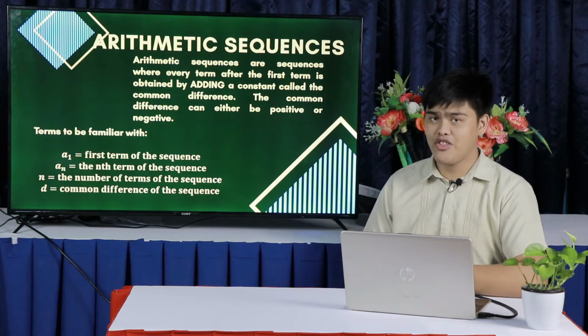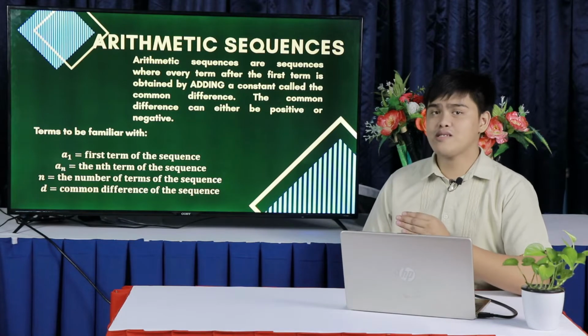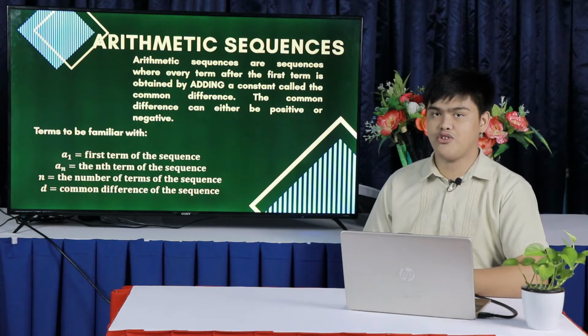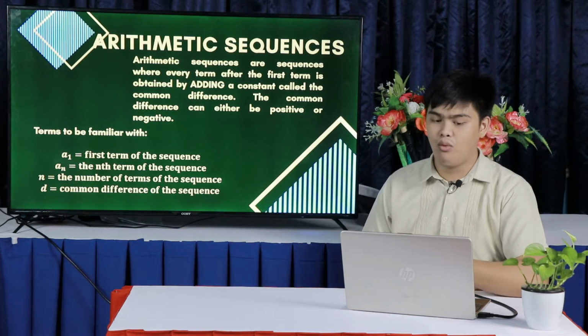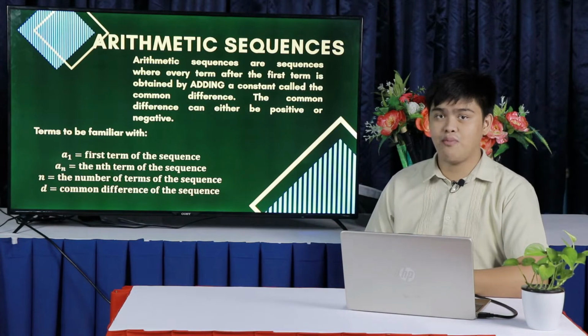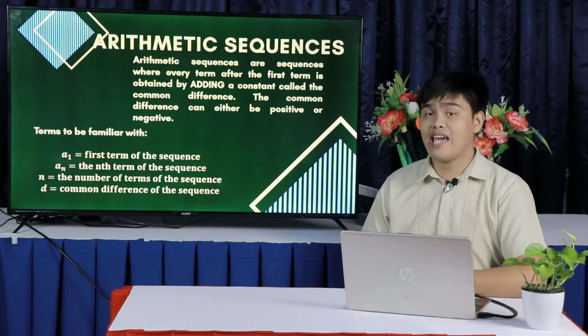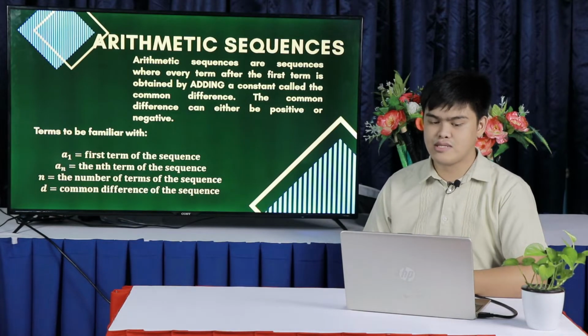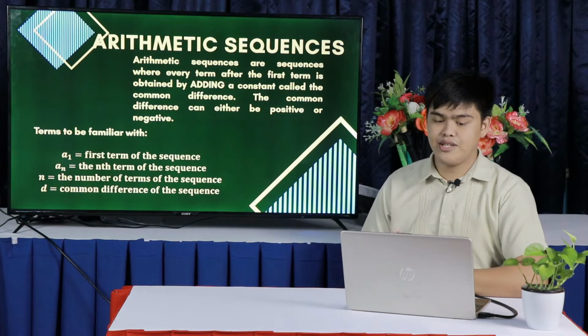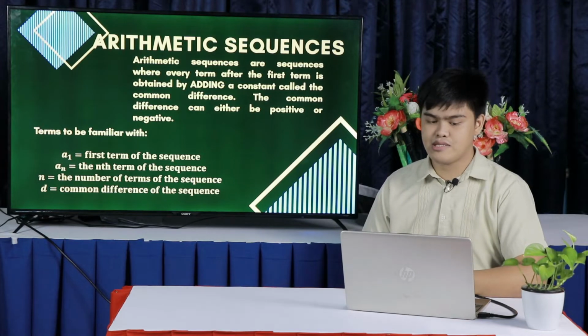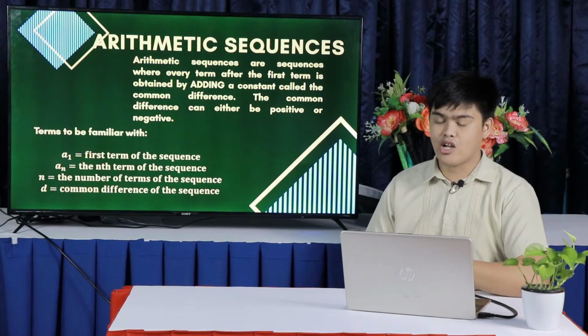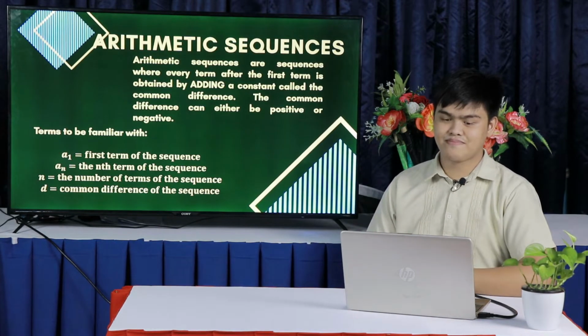In dealing with arithmetic sequences, we must be familiar with some terms. A sub 1 is the first term of the sequence. A sub n is the nth term of the sequence. N is the number of terms in the sequence, and D is the common difference.